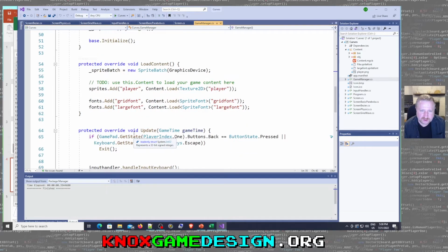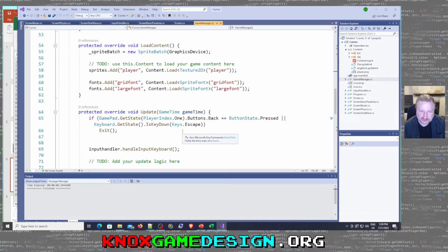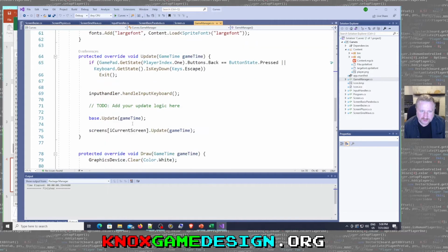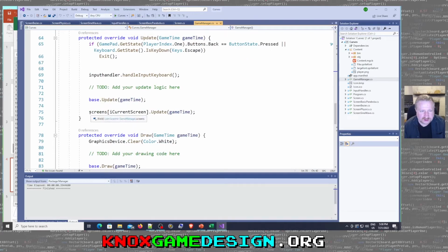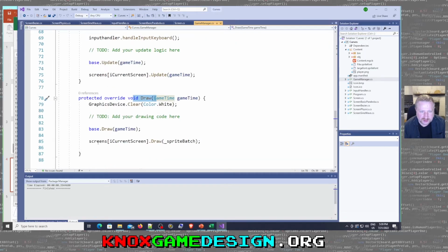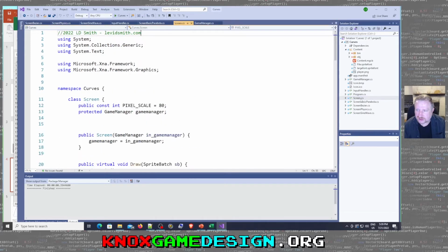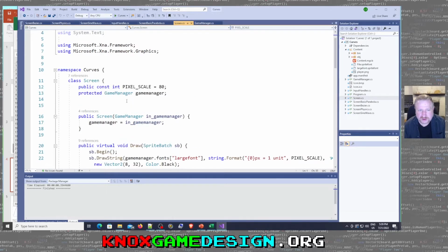As always with Monogame, we're loading in the content right here, just the graphics we'll be using. Then an update, which basically just calls the update for the current curve that we're looking at. Right here, we've got screens, current screen update, and passing the game time. Then we've got our draw, which also passes to the screen's draw method right there.